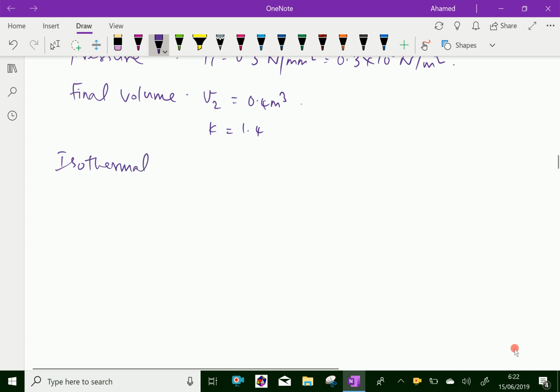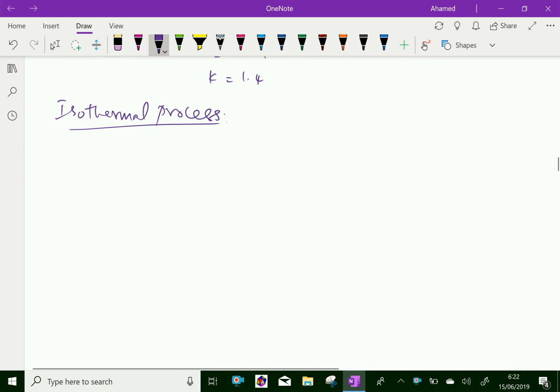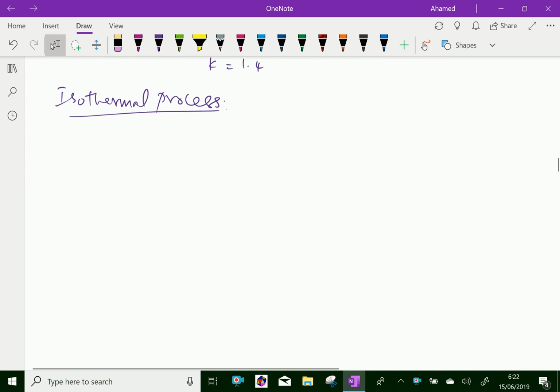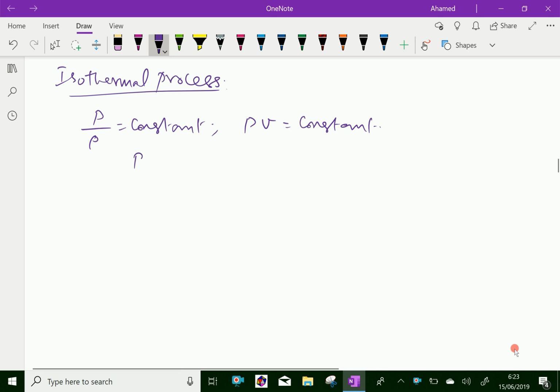In isothermal process, we have the equation P by rho equal to constant, which means PV equal to constant. Now, from that PV equal to constant, you can write P1 V1 equal P2 V2, initial and final condition.